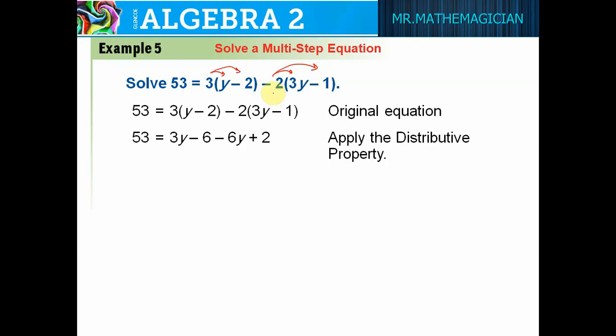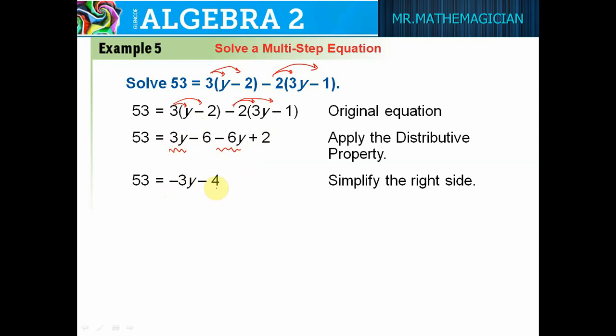Let's expand now. So 3 times y will give you 3y. 3 times negative 2 will give you negative 6. Negative 2 times 3y will give you negative 6y. And negative 2 times negative 1 will give you positive 2. Now we can gather the y's together. Positive 3y and negative 6y will give you negative 3y. And negative 6 and positive 2 will give you negative 4.